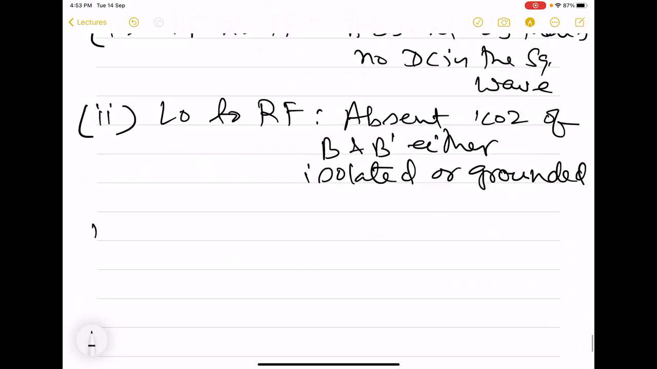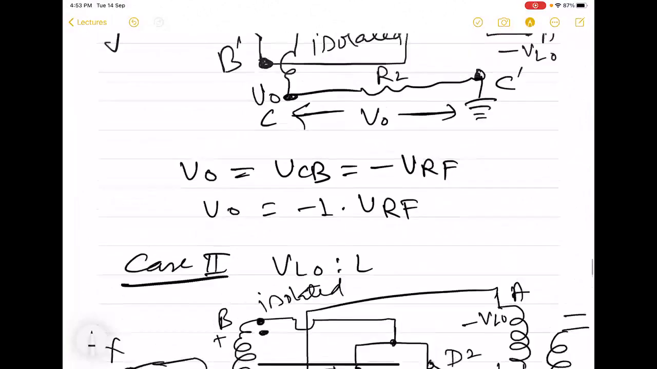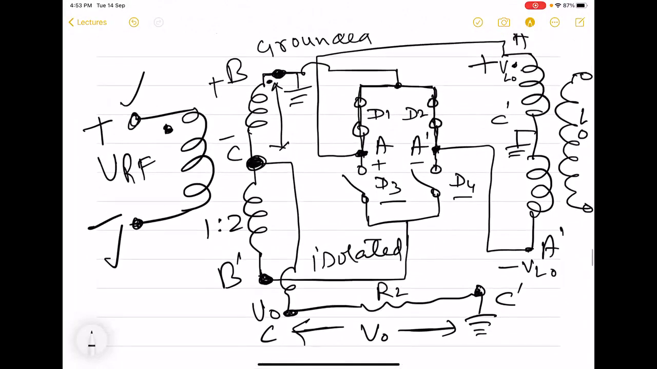Now, what about the third important leakage? That means LO to IF or LO to output. LO to output means LO must be present at node C. Then only it could be present at the output, or maybe at B or B dash. So we see that B is grounded, B dash is isolated. So there is no LO between B and B dash. So there will be no LO at C also.